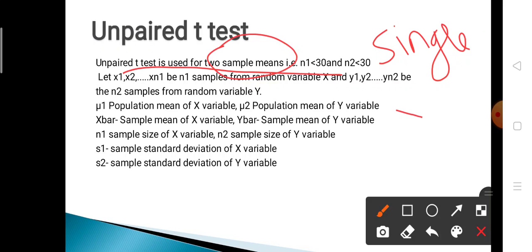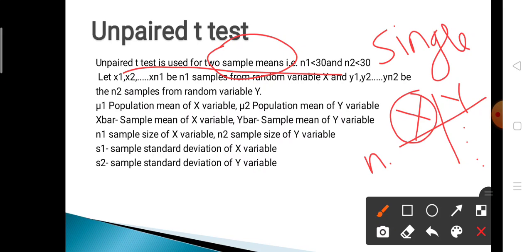So there are two variables x and y. Let x1, x2, ... xn1 be the n1 samples from the random variable x and y1, y2, ... yn2 be the n2 samples from the random variable y. Here the x variable sample size is n1 and for the y variable the sample size is n2. The given test is the student t-test. That's why here n1 is less than 30 and n2 is also less than 30, because the student t-test is used when the sample size is less than 30 and the population standard deviation sigma is unknown.